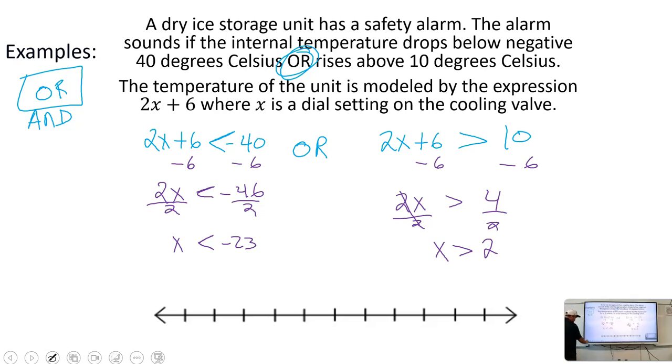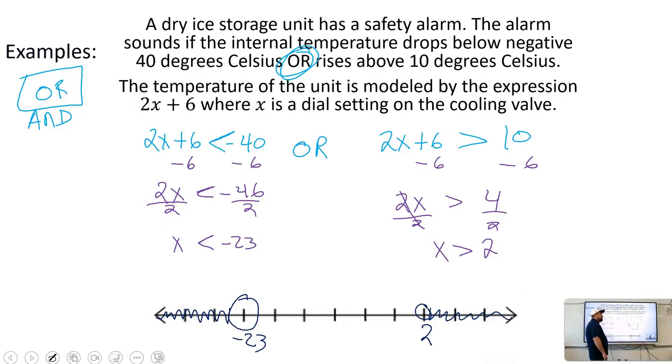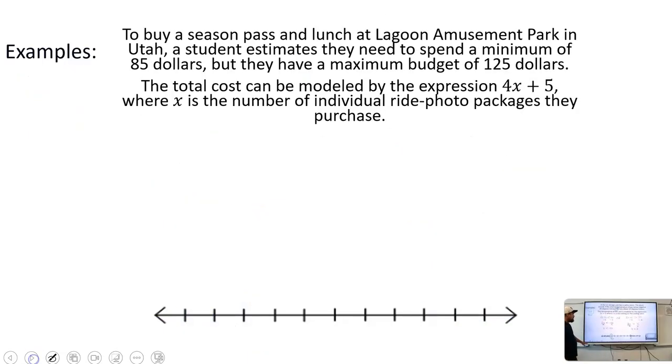Okay, so we're going to graph these. So we're going to put a boundary point at negative 23, shaded to the left. And it's an open circle because we don't want it ever to drop below that. Okay, so we're going to use an open circle. And over here, we're going to have an open circle at 2 being shaded to the right. Once again, it is an open circle because we don't want it to go above that amount. Okay, so this is non-inclusive. Doesn't include those endpoints. So there is an example of an or compound inequality.